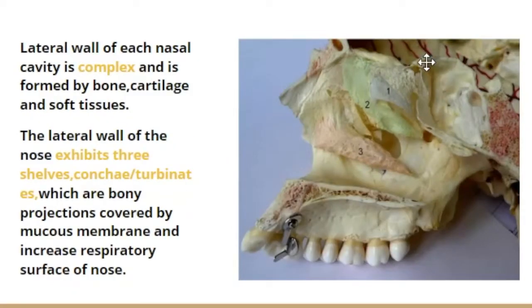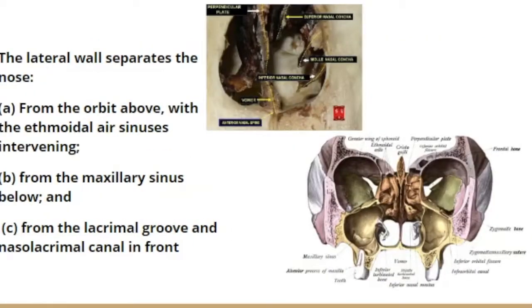Now, if we look at the lateral wall from a sagittal section, we see that it's quite complex and it is formed of bone, cartilage, as well as soft tissues. Much of its complexity can be attributed to three shelves or conchae, also known as turbinates, which are bony projections covered by mucous membrane. Between these conchae, we have the nasal passages, which are the meatuses. We'll come back to this in a minute, but let's first talk about the relations of the lateral wall.